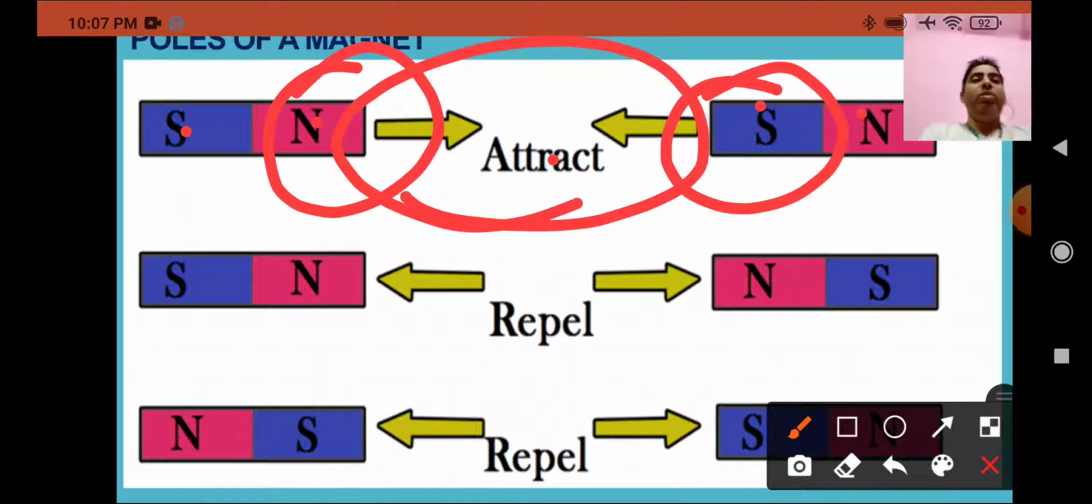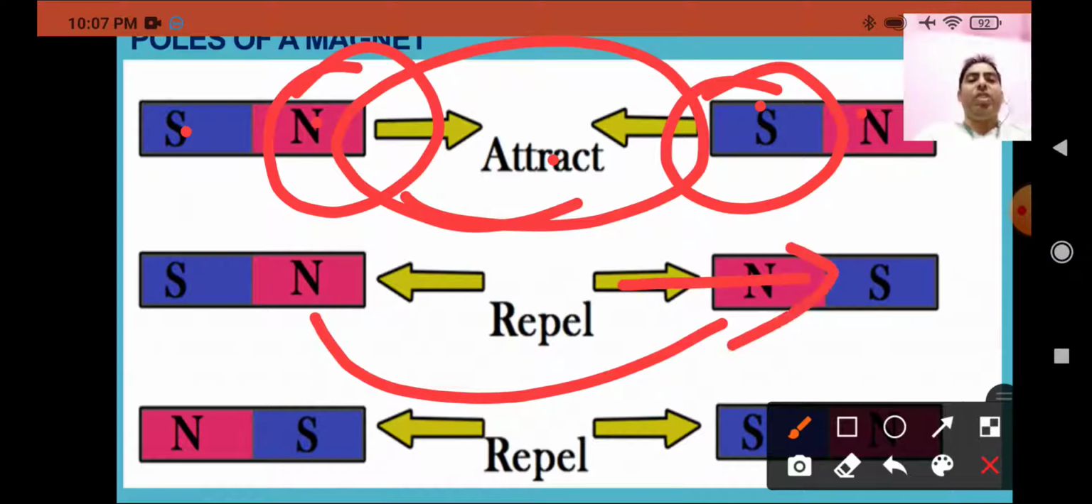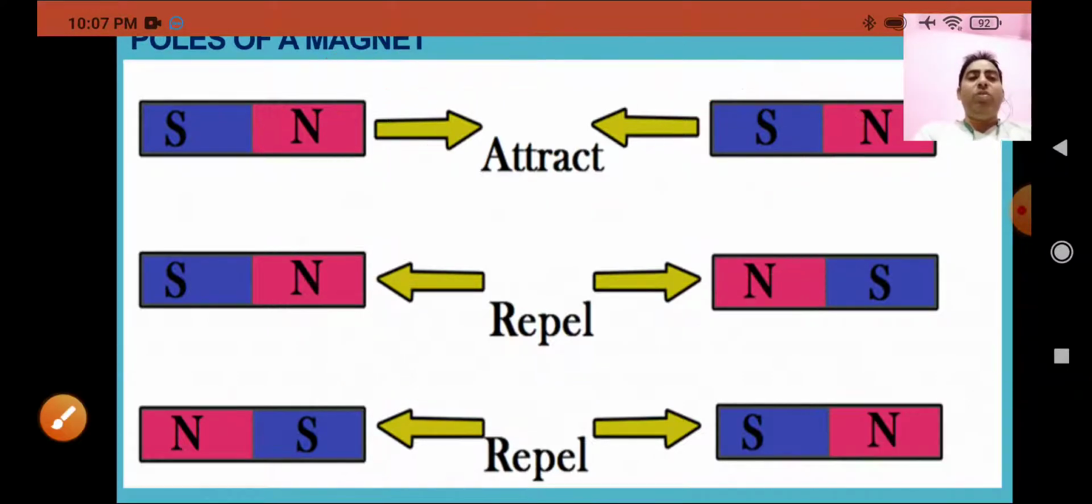But as soon as you proceed toward the same pole, that is north to north, they will repel each other. Now you move toward the south pole and south pole. Here the same poles, like poles, are there, so they are repelling each other.